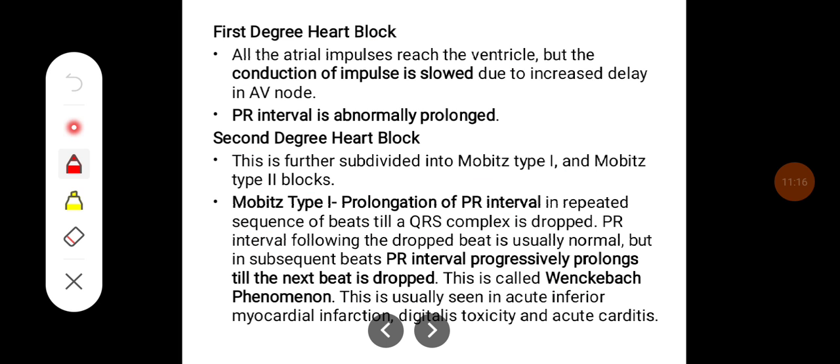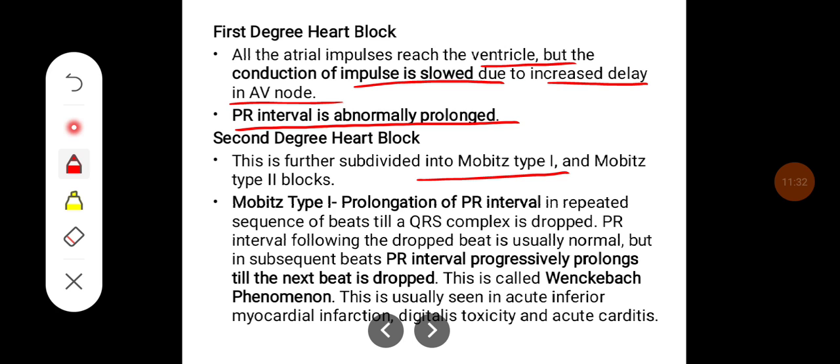First degree heart block: all the atrial impulses reach the ventricle, but the conduction of impulses is slowed due to increased delay in the AV node. The PR interval is abnormally prolonged here. Second degree heart block is further divided into Mobitz type 1 and Mobitz type 2 blocks. In Mobitz type 1, there will be prolongation of the PR interval in a repeated sequence of beats till a QRS complex is dropped.